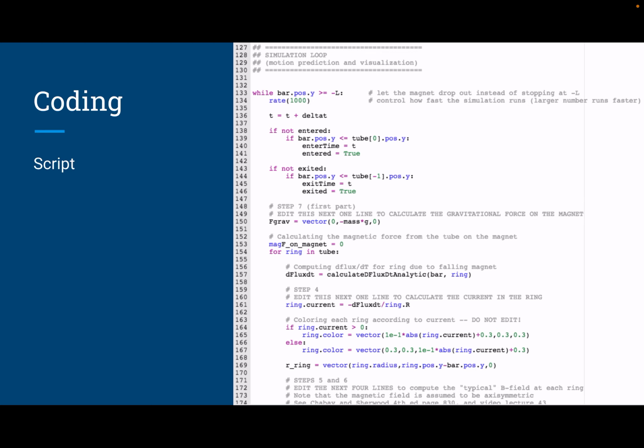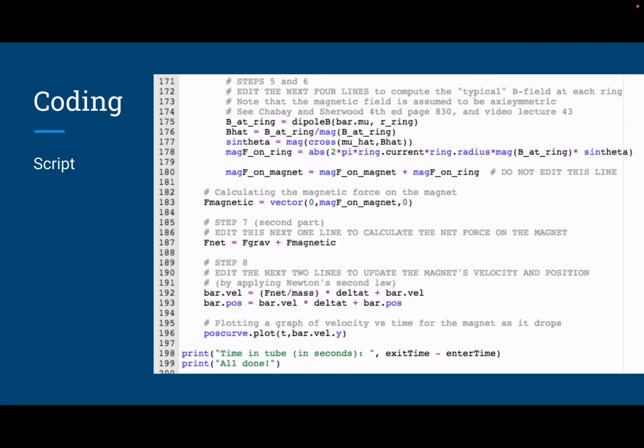We then calculated the magnetic force from the tube on the magnet, computing d flux dt for the ring due to the falling magnet, and then we edited this to calculate the current, which is of course the d flux dt divided by the resistance. We then colored each ring according to the current.